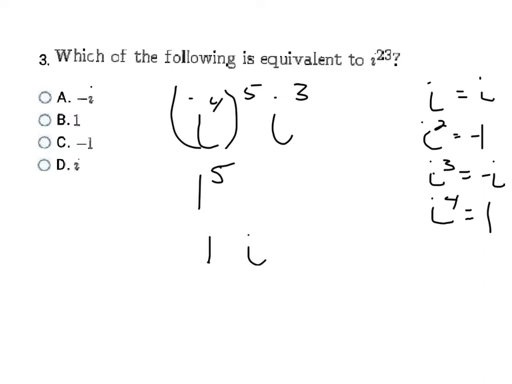So it's that remainder that we really care about, that i to the 3rd. The fact that it goes in 5 times with a remainder of 3, that remainder is going to tell us our problem. So i to the 3rd power, which was our remainder, is negative i. So that means that A is going to be our answer.